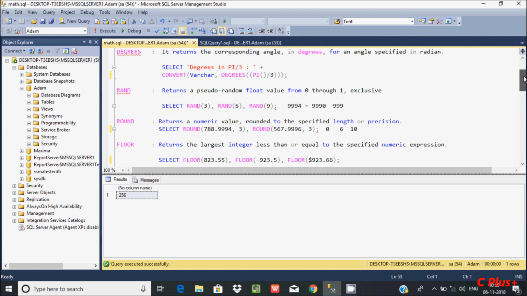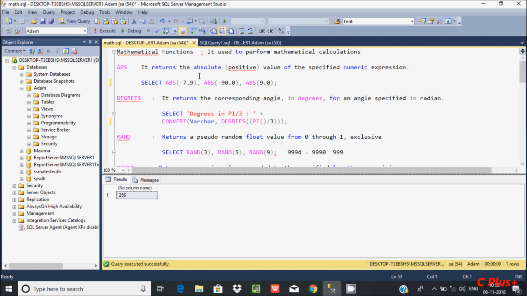So these are important and generally used mathematical functions in SQL Server.